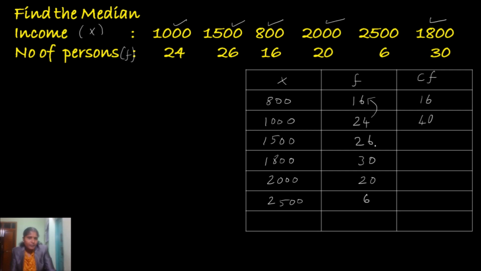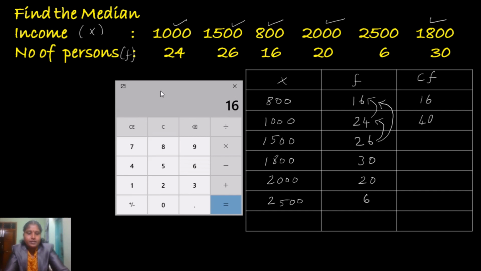Then for the next one, 26 has the preceding frequencies 24 and 16. So now you have to add 24, 16 and 26. You have to add the three values. While we are adding all these values, 16 plus 24 plus 26 gives you the total as 66. And for the next one, 30 has the preceding frequencies 26, 24 and 16. Because we already have the addition of these three frequencies as 66, I have to add this 30 with 66.